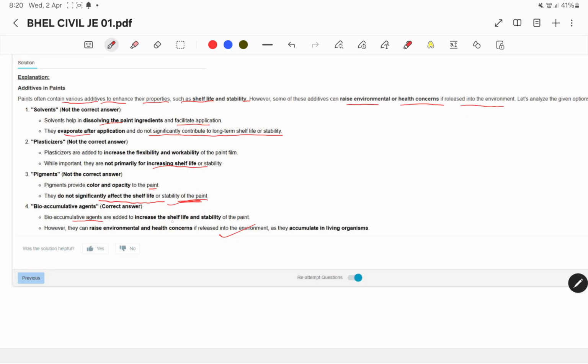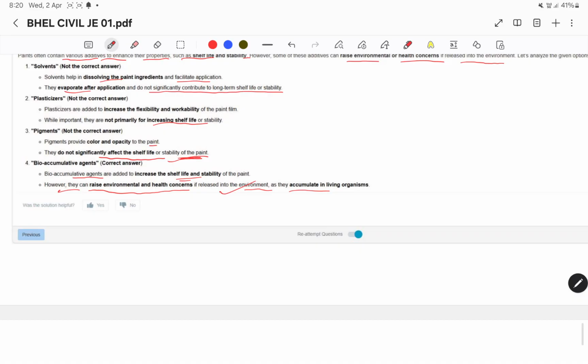Bioaccumulative agents are added to increase the shelf life and stability of paint. However, they raise environmental and health concerns if released into the environment. They accumulate in living organisms.